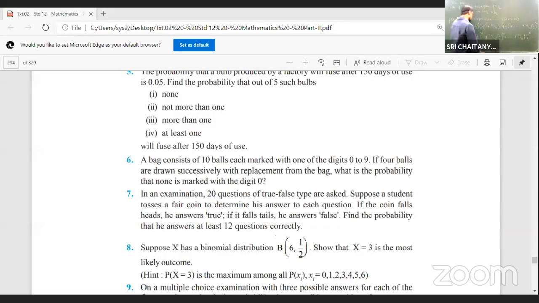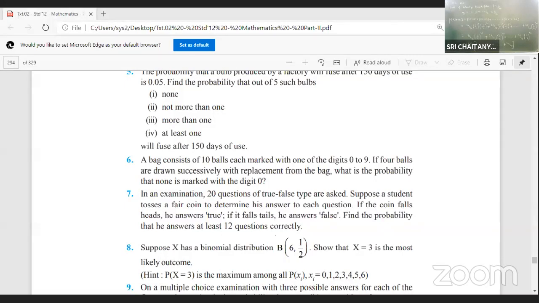That means 1 by 2 to the power of 20 is common. You are going to get 20C12 plus 20C13 plus, and so on, plus 20C20. Just keep this as it is. Don't try to simplify it because it becomes lengthy. Copy this one.